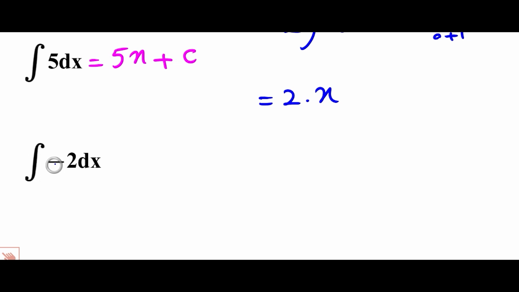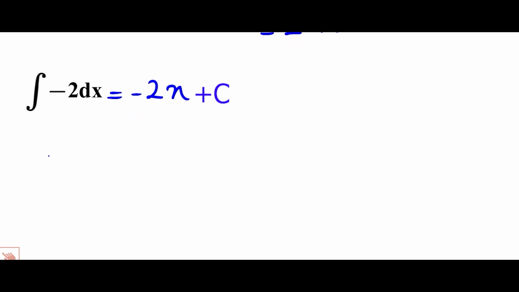Or the integral of negative 2 dx equals negative 2x. And the integral of dx equals, the integral of dx means the integral of 1 dx. So we have the integral of dx equals x.